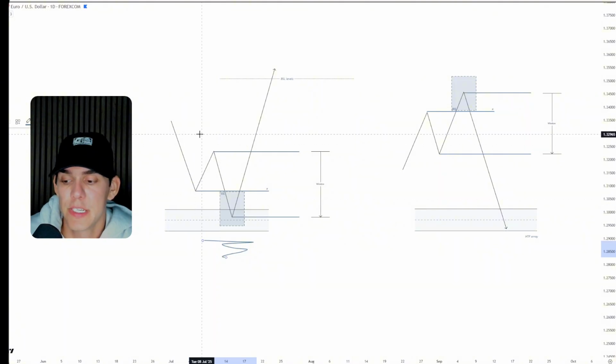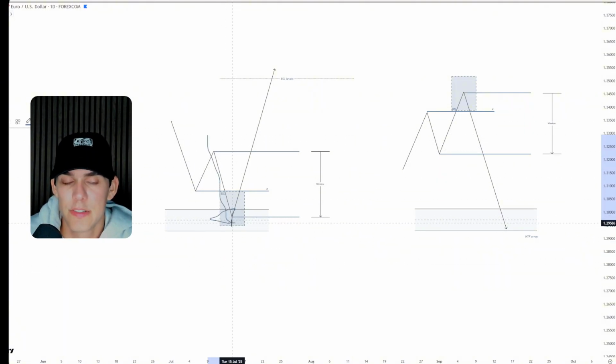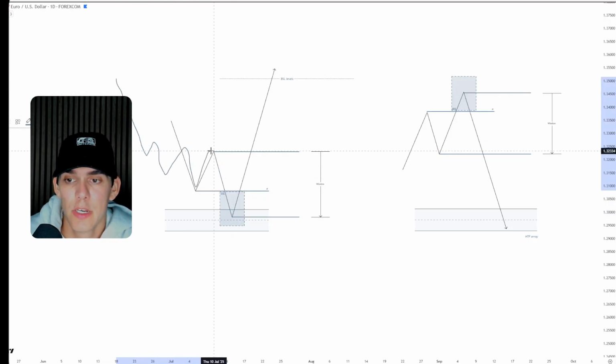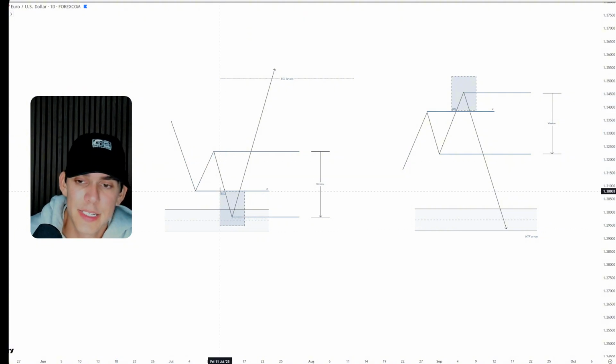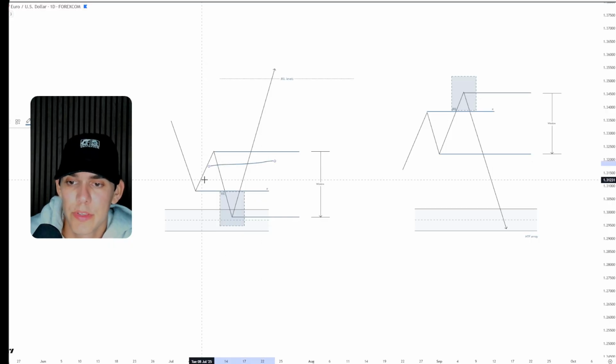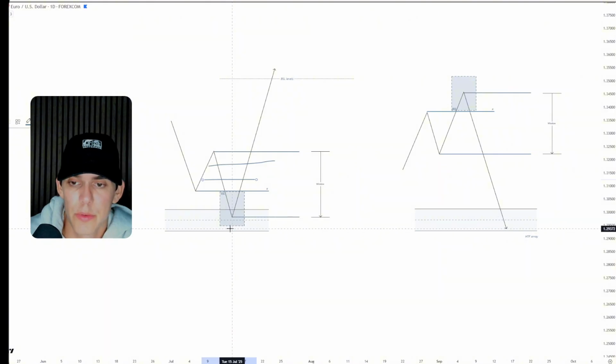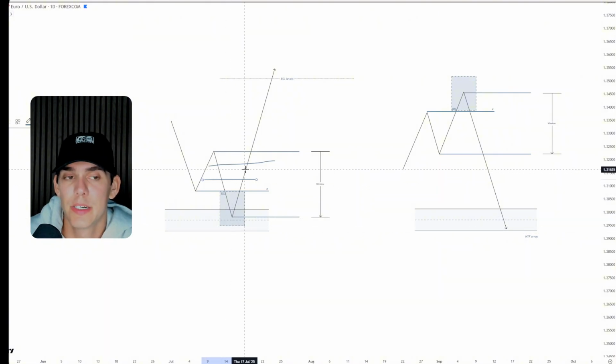So price trades into an array. You actually want to see aggressive movement into that array, right? That means this move is aggressively trying to deliver into that area. And then ideally you see some sort of exhaustion. So price dropped into this higher time frame array and leaves behind another imbalance. You want to see price induce that imbalance.